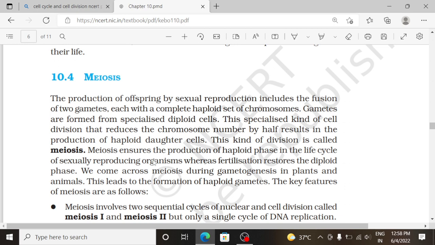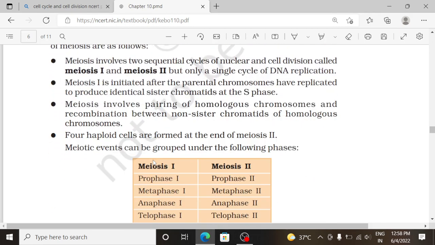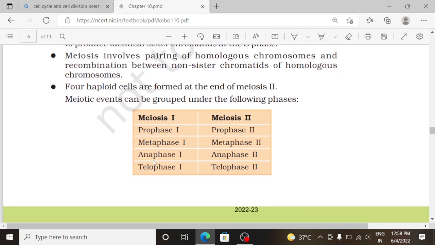We come across meiosis during gametogenesis in plants and animals. This leads to the formation of haploid gametes. The key features of meiosis are as follows. Meiosis involves two sequential cycles of nuclear and cell division called meiosis 1 and meiosis 2, but only a single cycle of DNA replication. Meiosis 1 is initiated after parental chromosomes have replicated to produce identical sister chromatids at the S phase. Meiosis involves pairing of homologous chromosomes and recombination between non-sister chromatids of homologous chromosomes. And 4 haploid cells are formed at the end of meiosis 2.